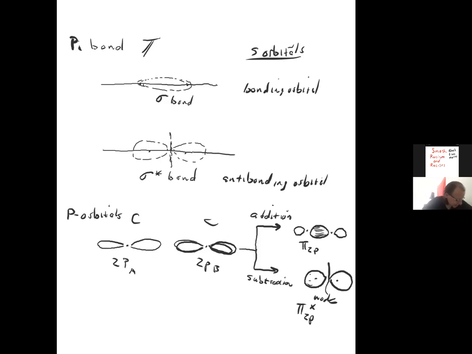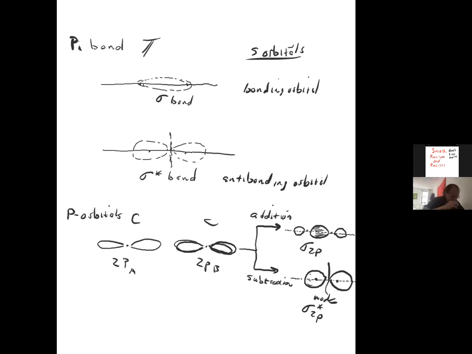I am so sorry. I used the wrong symbol. This is sigma 2p. This is sigma star 2p. Now, why did I call it sigma? Because you can draw a line or a plane through the nuclei and through the orbital, right? That's how we defined it. Here are your nuclei. You can draw a line right through the orbital and through the 2 nuclei.